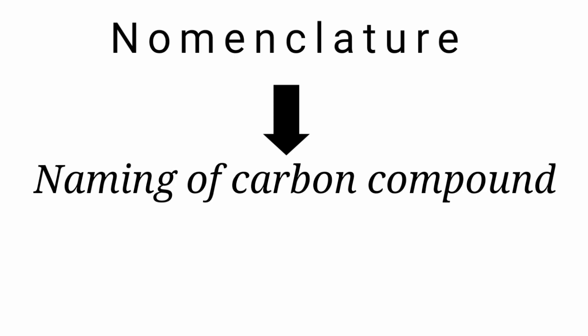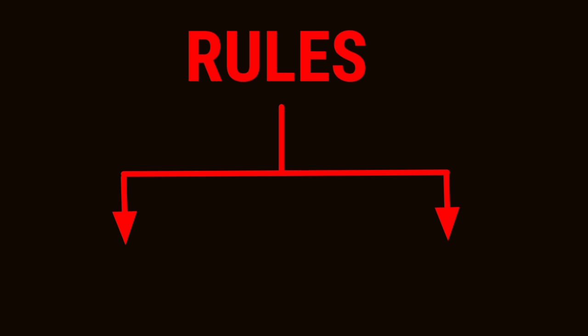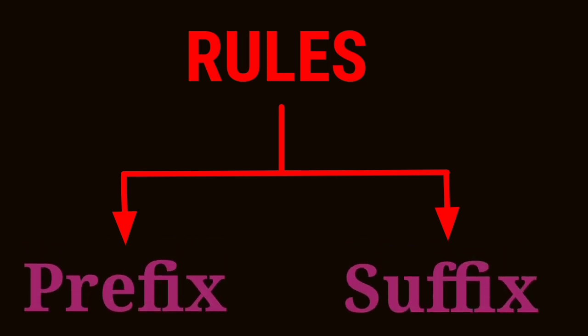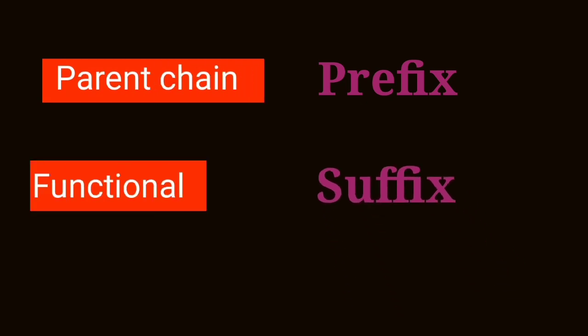So nomenclature is naming of carbon compound. It is assigning the name to a carbon compound. Now, rules of nomenclature: the name of the carbon compound consists of two parts, prefix and a suffix. Prefix consists of the name of the parent chain and suffix will describe the functional group. So the name of the compound will be made of alkane and the functional group, that is prefix and the suffix. So the E of the alkane will be replaced by the functional group.